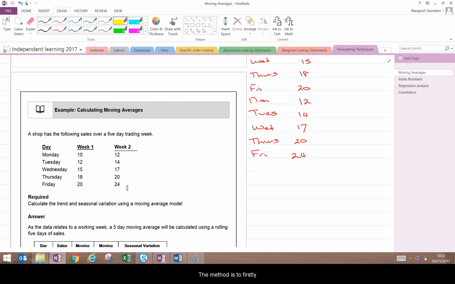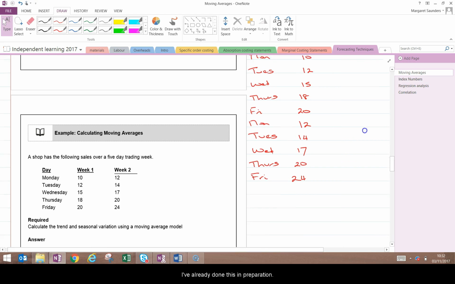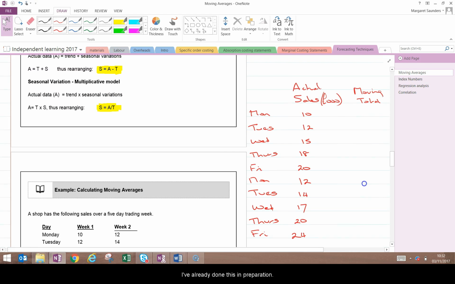So the method is to firstly rewrite all of your data in one long column. I've already done this in preparation. So these are the actual sales figures: Monday, Tuesday, Wednesday, Thursday, Friday, and then week 2, Monday, Tuesday, Wednesday, Thursday, Friday. So I've got one column of data.